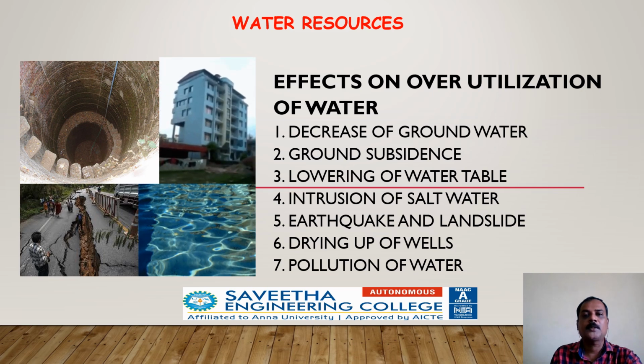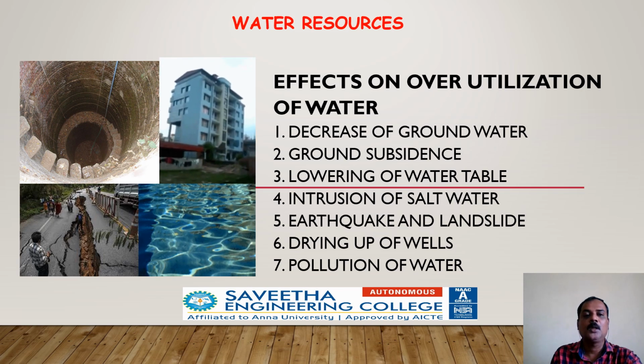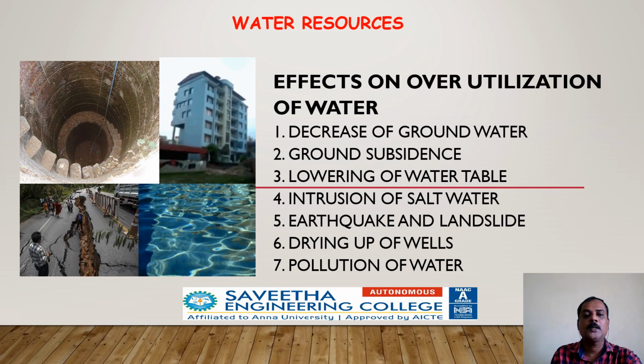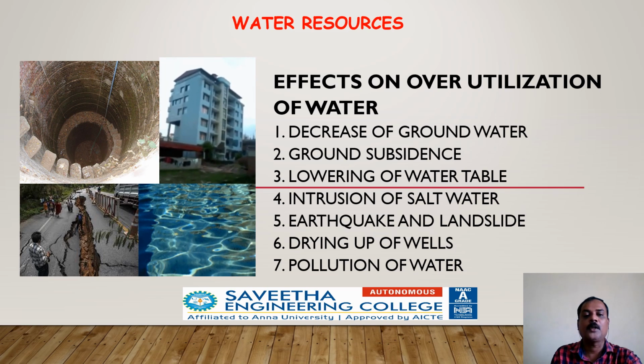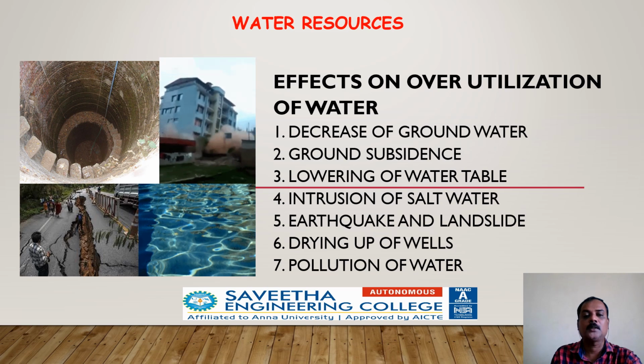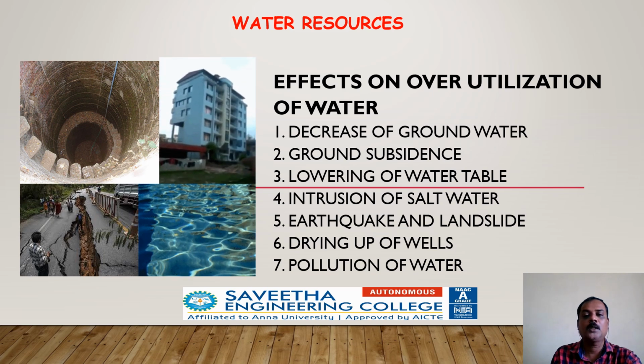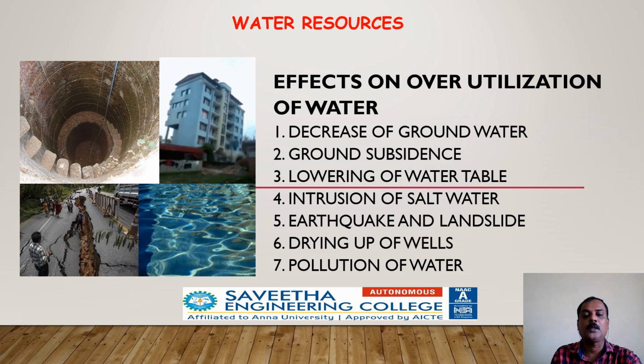Now we are looking at the effect of overutilization of water. This topic emphasizes that more usage of water may be due to increase in population and industrial growth. Decrease of groundwater is due to more usage and insufficient rainfall. Ground subsidence occurs due to more withdrawal of groundwater than the recharge rate. Obviously, the water table is reduced in the ground.